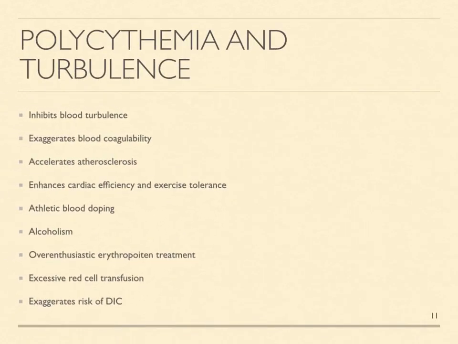Excessive red cell mass, or polycythemia, inhibits blood turbulence, exaggerates blood coagulability, and accelerates atherosclerosis. Within limits, it enhances cardiac efficiency and exercise tolerance, which explains why athletes treat themselves with erythropoietin to enhance athletic performance, which is called blood doping.